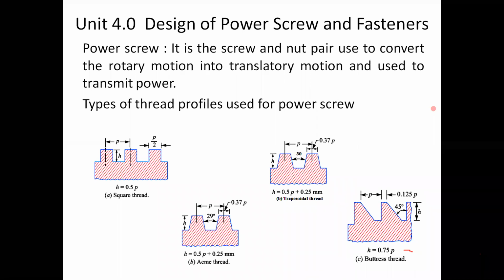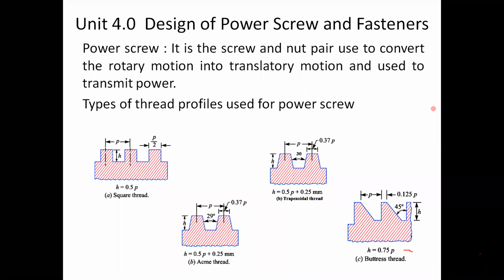In our day-to-day life, we generally see V type of thread, metric thread, IS thread, M thread. In addition to that, there are some thread profiles which are used in the power screw. So there is one simple question which can be asked for 3 or 4 marks in our exam: draw the neat profile of power screw, just for 4 marks.